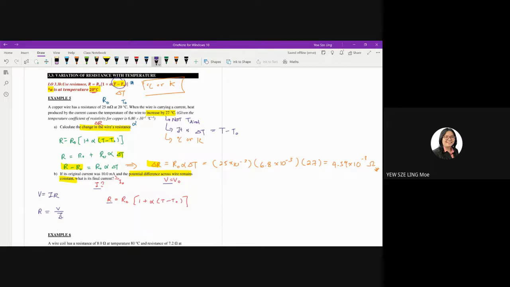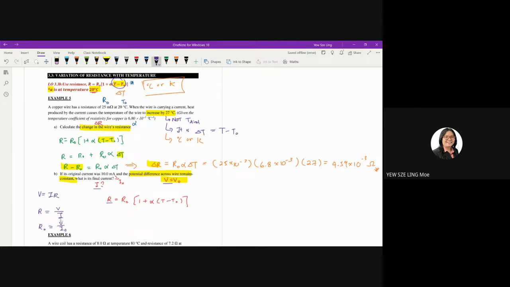So if you are looking at initial R, okay, R naught, then you use V over I naught. Now the reason why I just use V right here is because the question tells us V remains constant. Otherwise you need to add a naught right here to indicate that that is the initial potential difference. But now it tells you the potential difference remains constant. That's why when R changes, I changes.